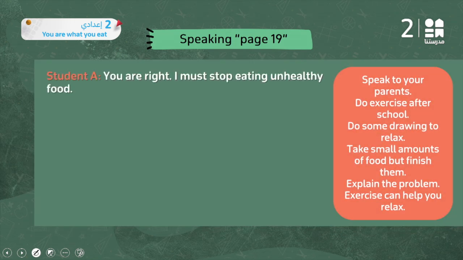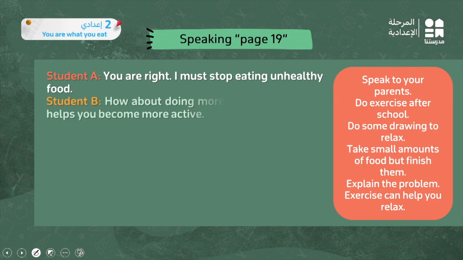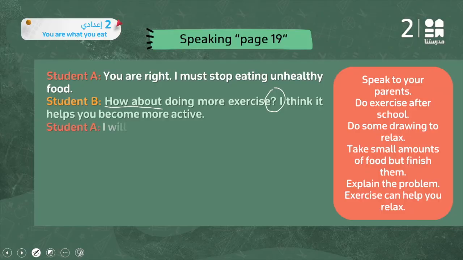You are right, I must stop eating unhealthy food. Then student B: How about doing more exercise? See here. When I want to make a suggestion, لما حبيت أعمل اقتراح استخدمت الفريز one of the phrases we read in the passage, in the short passage. Okay, استخدمت how about plus gerund. How about doing more exercise, and then I ended it with a question mark. Don't forget the punctuation you add by the end of every sentence or a question. I think it helps you become more active. أكيد لو عملت تمارين هتبقى active أو نشيط أكتر. Then student A's reply came: I will definitely do. أكيد هعمل كده. Thanks for your advice.